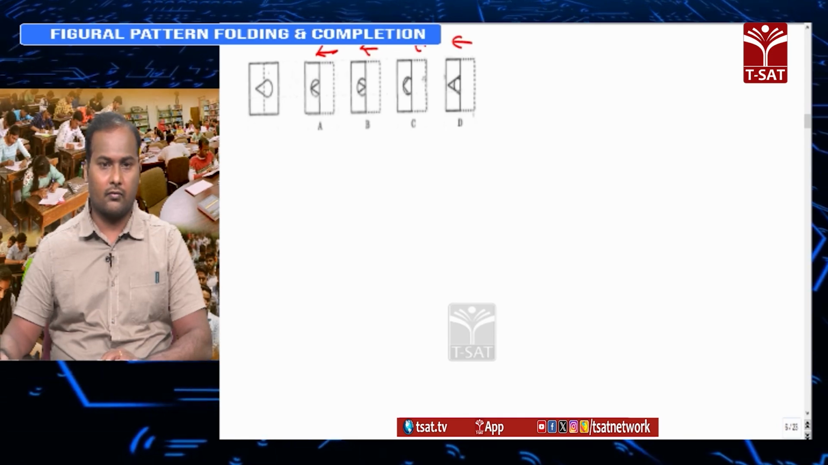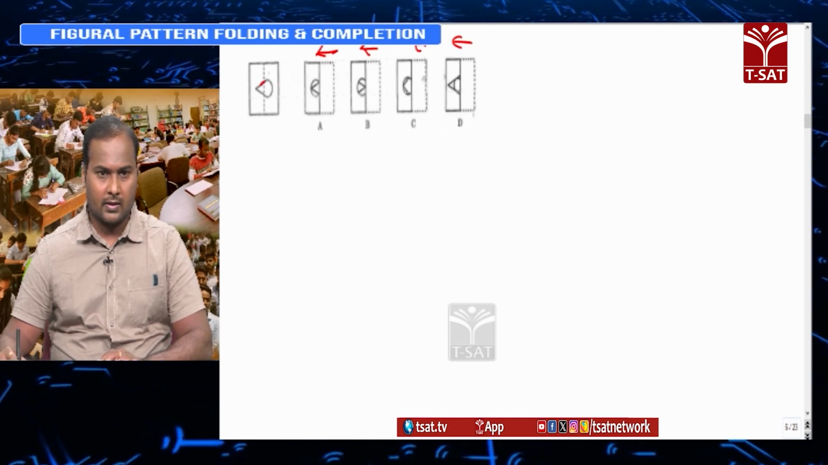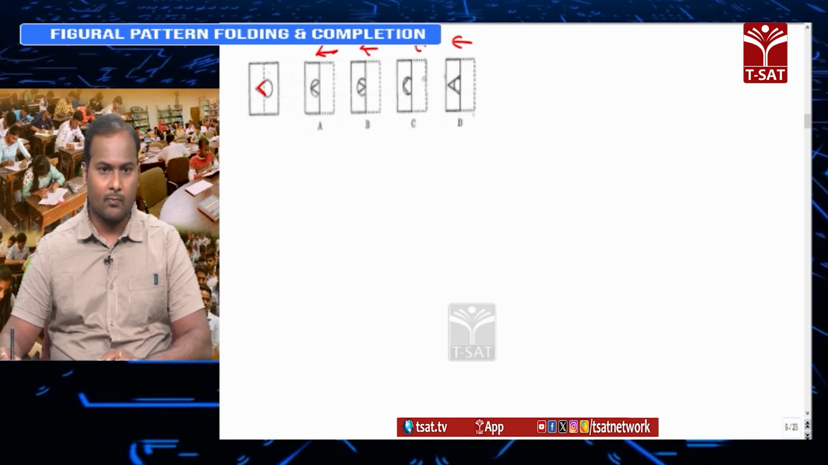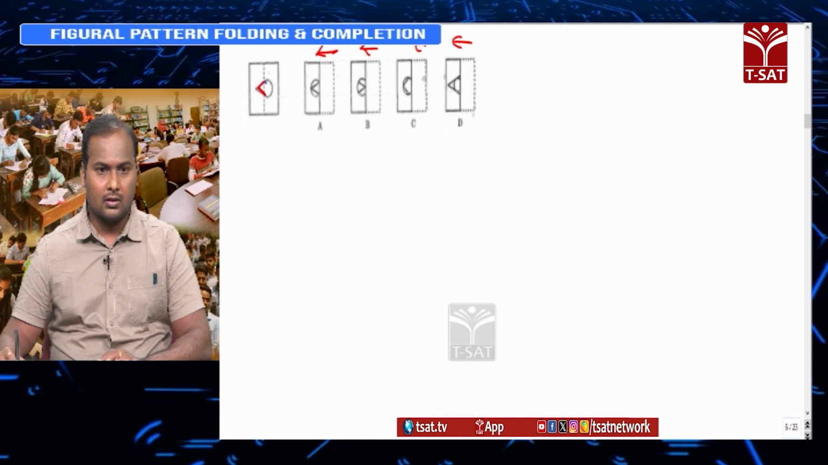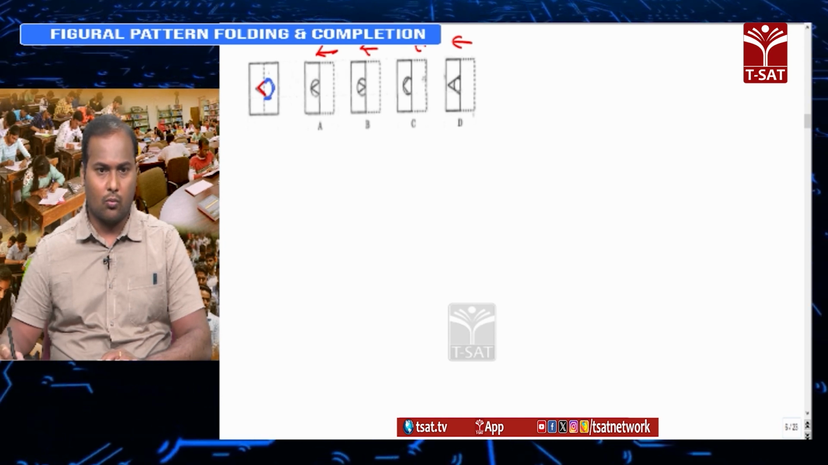So when you fold from right to left, which one will be the constant which will not move? See here, this line will not move. This line will not move. It will be as it is. And which one is going to be overlapped? The blue line that I am drawing, this blue line is going to be overlapped.